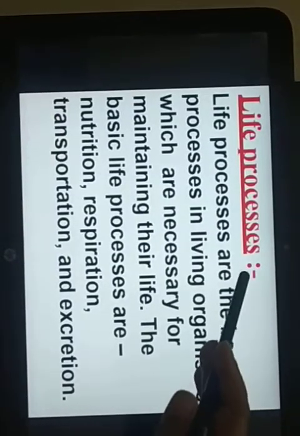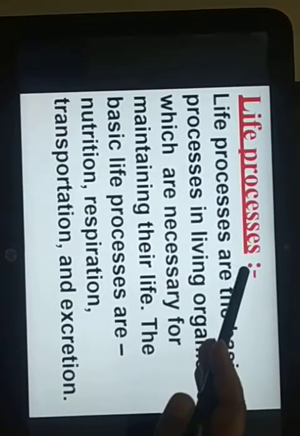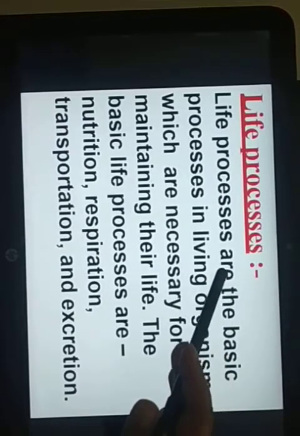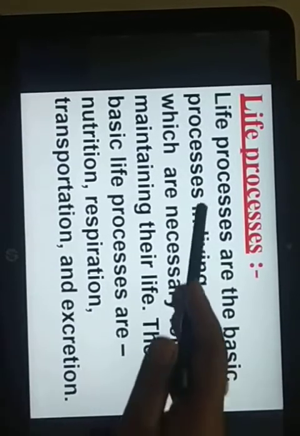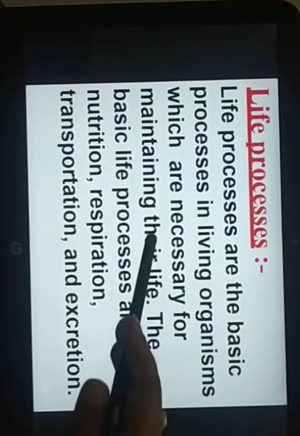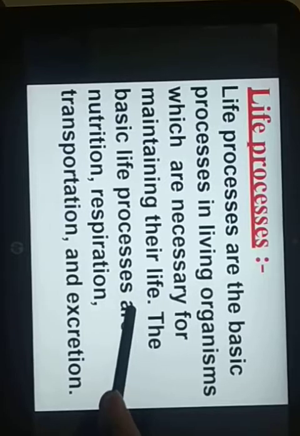Also, in all the living organisms, certain processes are going on. These processes are known as life processes. Now, what is the meaning of life processes? Life processes are the basic processes in living organisms which are necessary for maintaining their life.